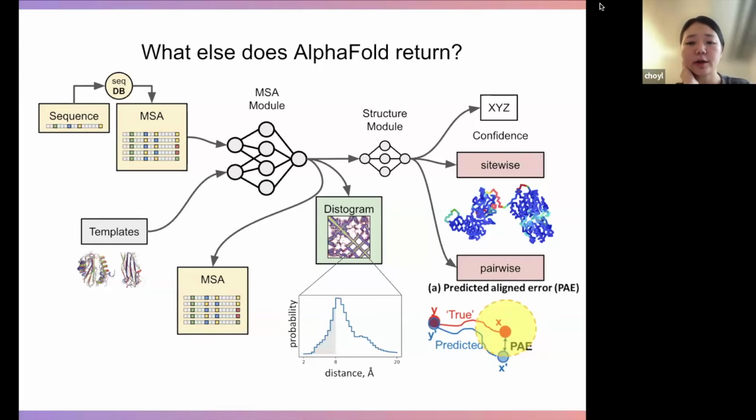the structure prediction model can predict the 3D all-atom structure, and you can also get confidence scores, for example the pLDDT, which is the per-residue confidence score, and the PAE score, which is a pairwise confidence score.